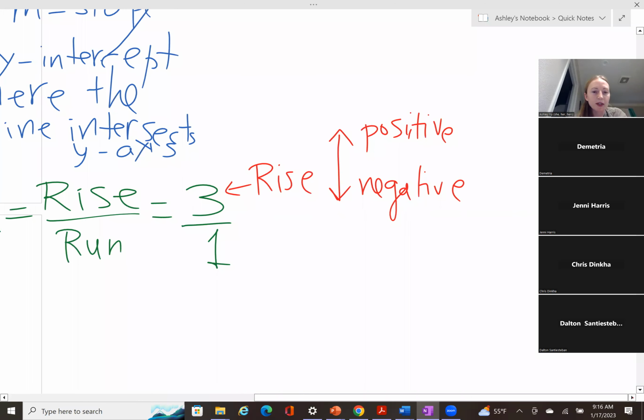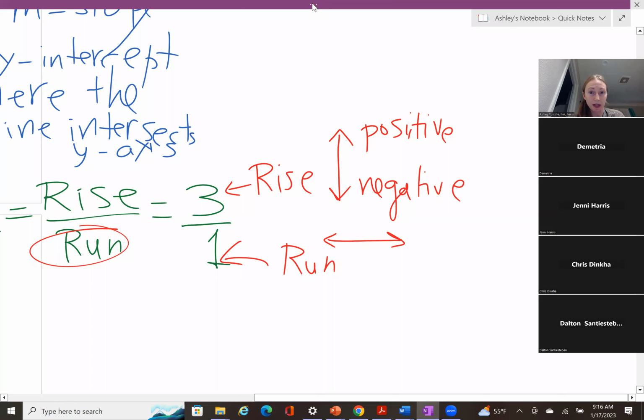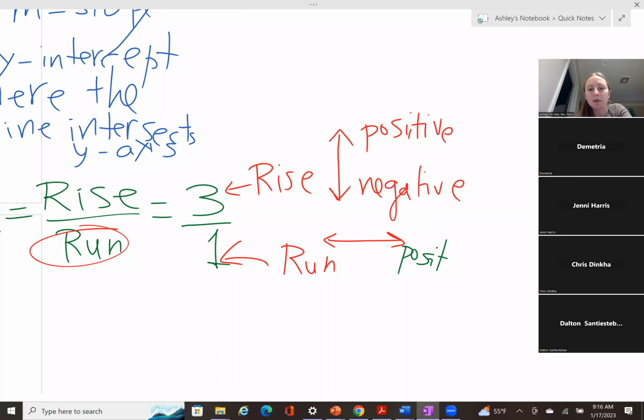And then it's kind of similar for the denominator. That represents the run, as it says here, which I don't know why they use that word. It's not super descriptive, but run means you're going to go left or right, depending on whether that number is positive or negative. On the x-axis, going to the right is the positive direction. So if my value there, 1 in this case, is positive, which it is, I'm going to be going to the right that many. But if it was negative, I'd be going to the left.